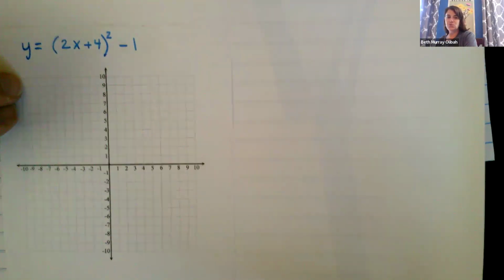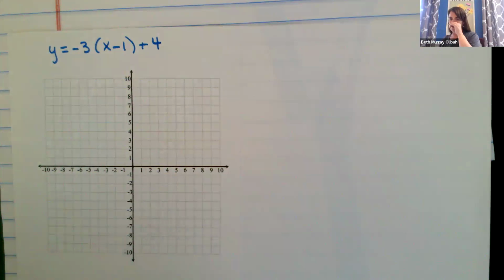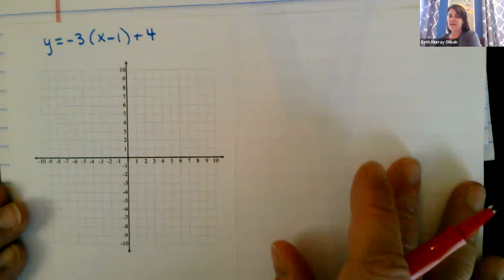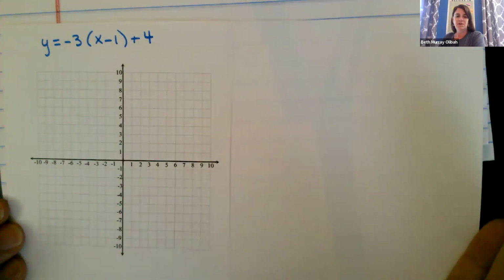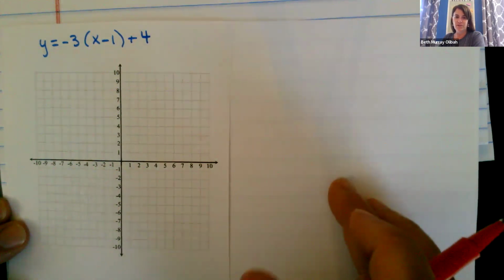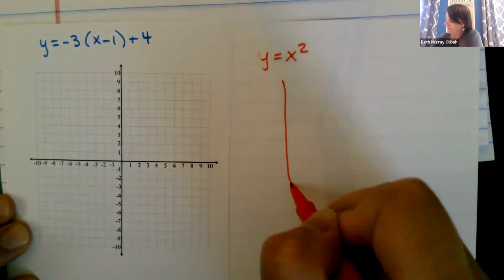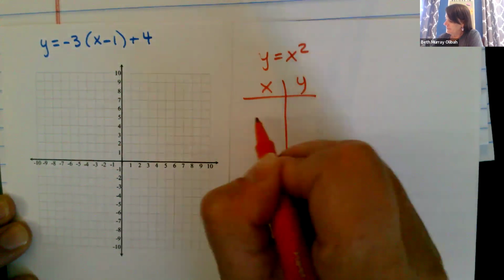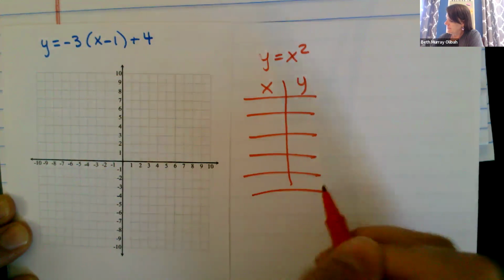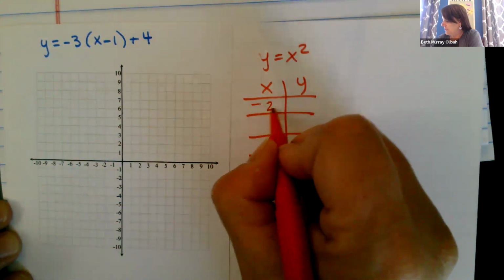Okay, so we're just going to do 2 tricky ones that involve a bunch of things, just to show you how complicated these can get, but how easy it is if you just do this method with the tables. So again, parent function, my parent function points.